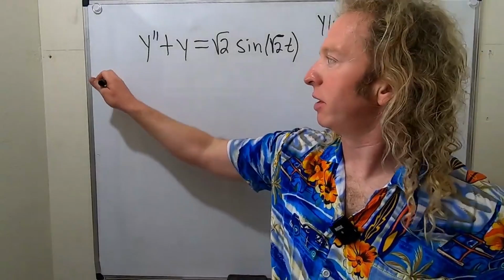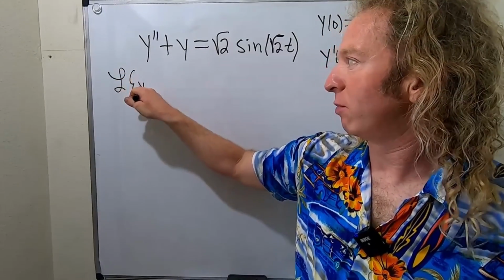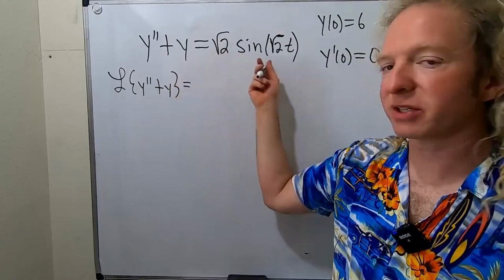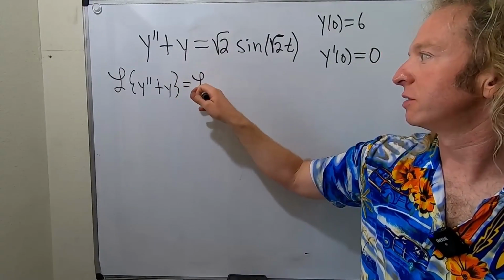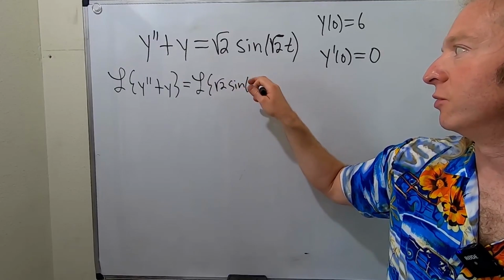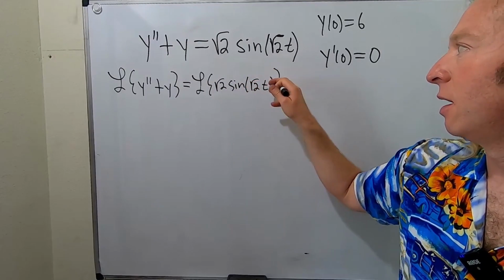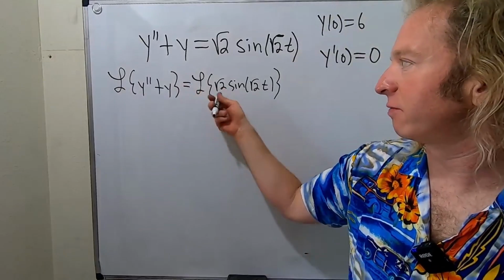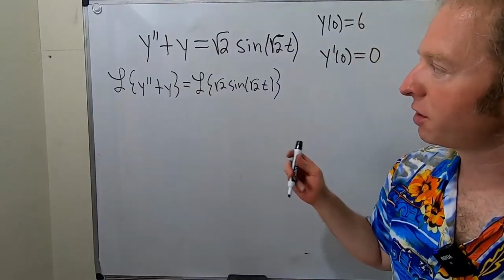Start off by taking the Laplace of y double prime plus y, and that's equal to the Laplace of the square root of 2 sine of square root of 2 t. You could have skipped this step by distributing the Laplace through because it's linear. Likewise, I could have pulled out the square root of 2. But I wanted to show all the steps.